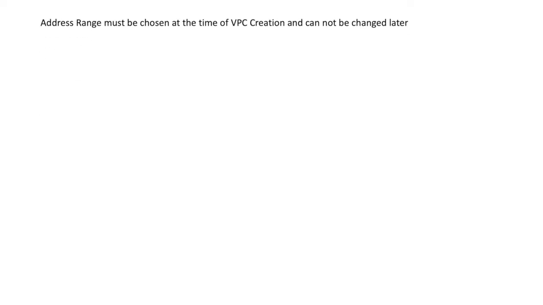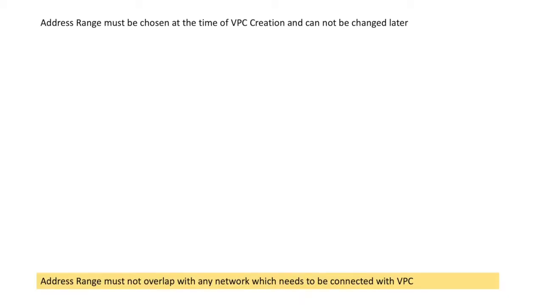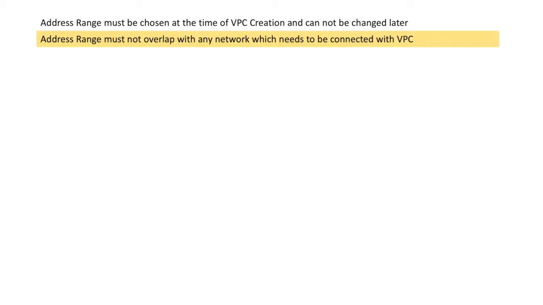So the first thing is we will cover the main points. Address range must be chosen at the time of VPC creation and cannot be changed later. As I had mentioned, this is a very important thing. As soon as you create a VPC, you must choose an IP address range, and you will not actually be able to change it at a later stage. So please choose it wisely. While choosing, you must also ensure that any network connection which has possibility of being connected in the future must not have an address range which could be overlapping with the VPC that you just created. There is a uniqueness which is required.